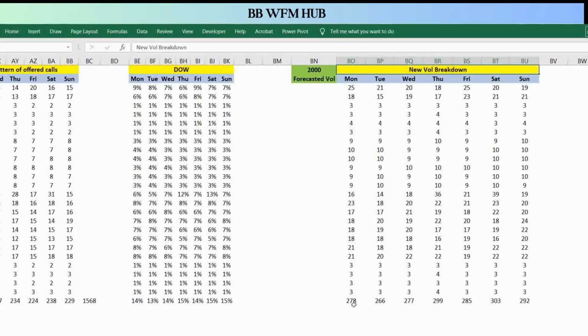And now for the interval wise volume, we need to take these interval patterns. So 9% of the day is coming, so 9% of my 278. So this is the interval wise pattern. That's how we have calculated the volume of all the intervals and the days.